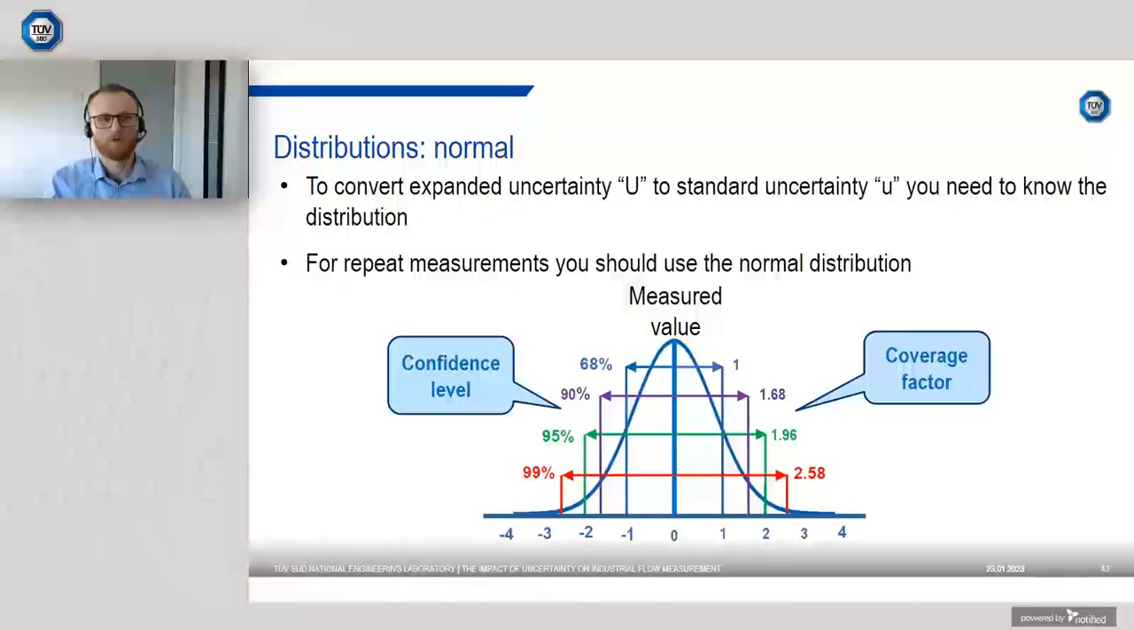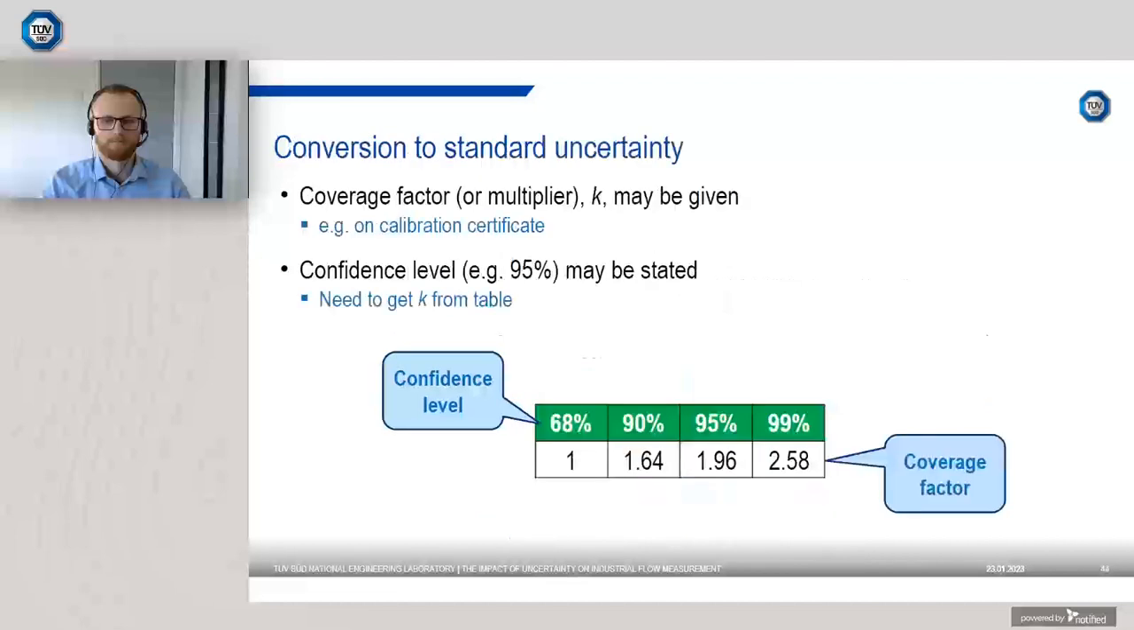For values that you know are repeat measurements, you may not have the data available to you, and it might be a type B analysis. But if you know it's a repeat measurement, you should use a normal distribution and divide by the appropriate coverage factor, as I said previously. And here are a few, again, coverage factors and confidence levels. It may be that k is stated, the value of k is stated as the confidence level, and that's fine. You can just divide by k, or a confidence level is stated. If a confidence level is stated, you need to subsequently get k from a table, essentially.